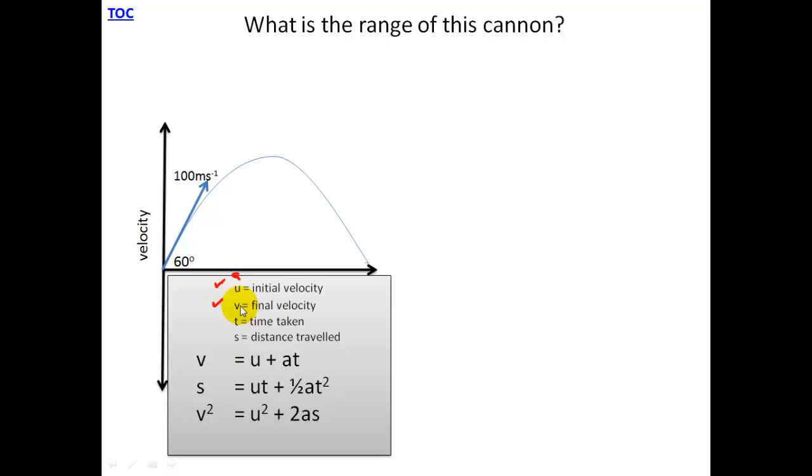v is going to be the same value, but in the opposite direction, because a parabola is a symmetrical shape. So when it launches here at 100 meters a second, when it impacts the ground, it will also be traveling at 100 meters a second. The time taken, we don't know. The distance traveled, that's what we need to find out. So we want this equation. We know what the final velocity is, you know what the initial velocity is, and so you need to find out what s is.